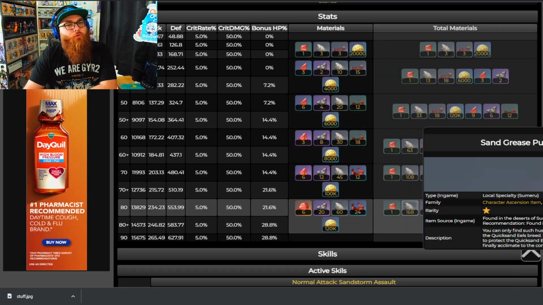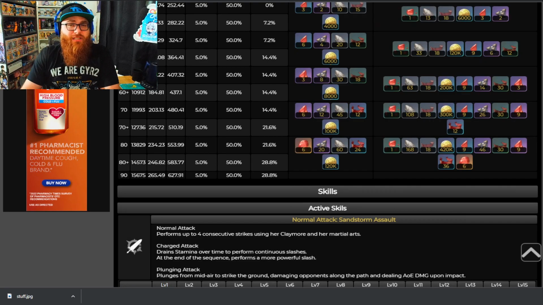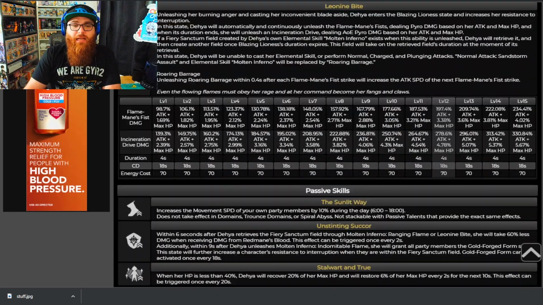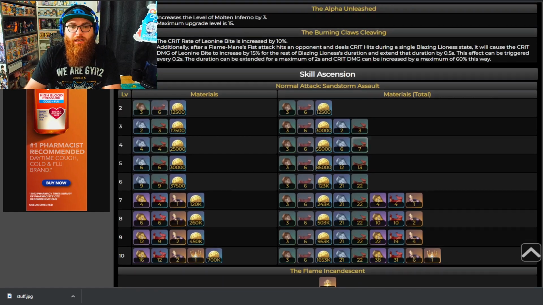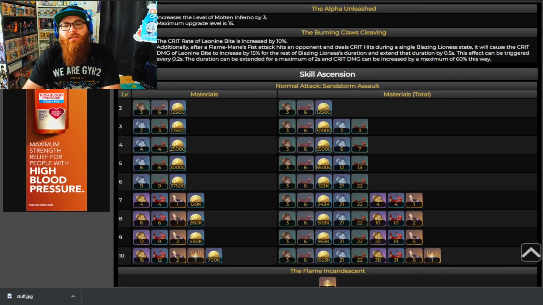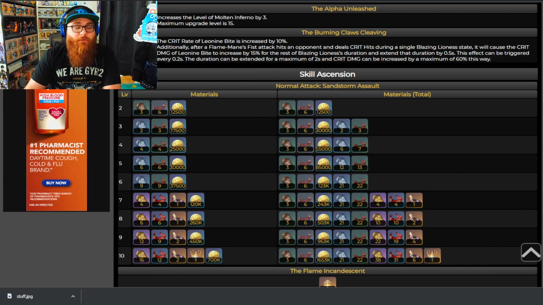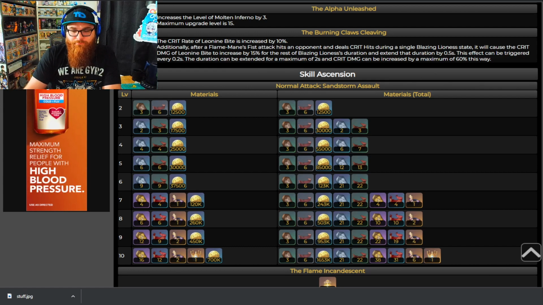Now, if you're going to go Triple Crown, which I do plan to do because Dehya is one of those characters that I really, really like, you're going to need to go down to this little doohickey right here. Now, as you can see, this goes over each individual level. So all you got to do is times everything you see here by 3.